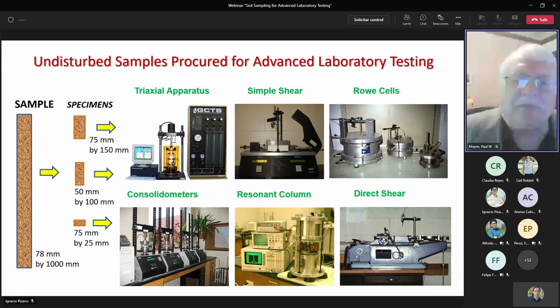Direct simple shear, resonant column, direct shear, tests that give us strength, compressibility parameters, permeability, and other geoparameters.